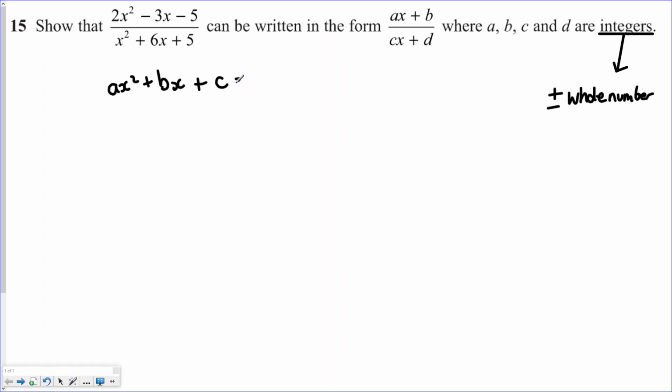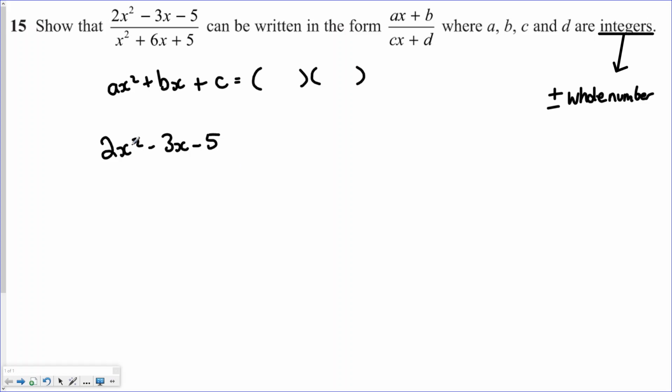Therefore, when we factorize it, we are going to have two sets of brackets. Now we need to figure out what goes inside our double brackets. Let's start with the numerator, 2x squared minus 3x minus 5. If you're wondering why we're factorizing, we are hoping that once we factorize the numerator and the denominator, we will get a common factor. And if we have a common factor, hopefully one of the pairs of brackets will cancel out.